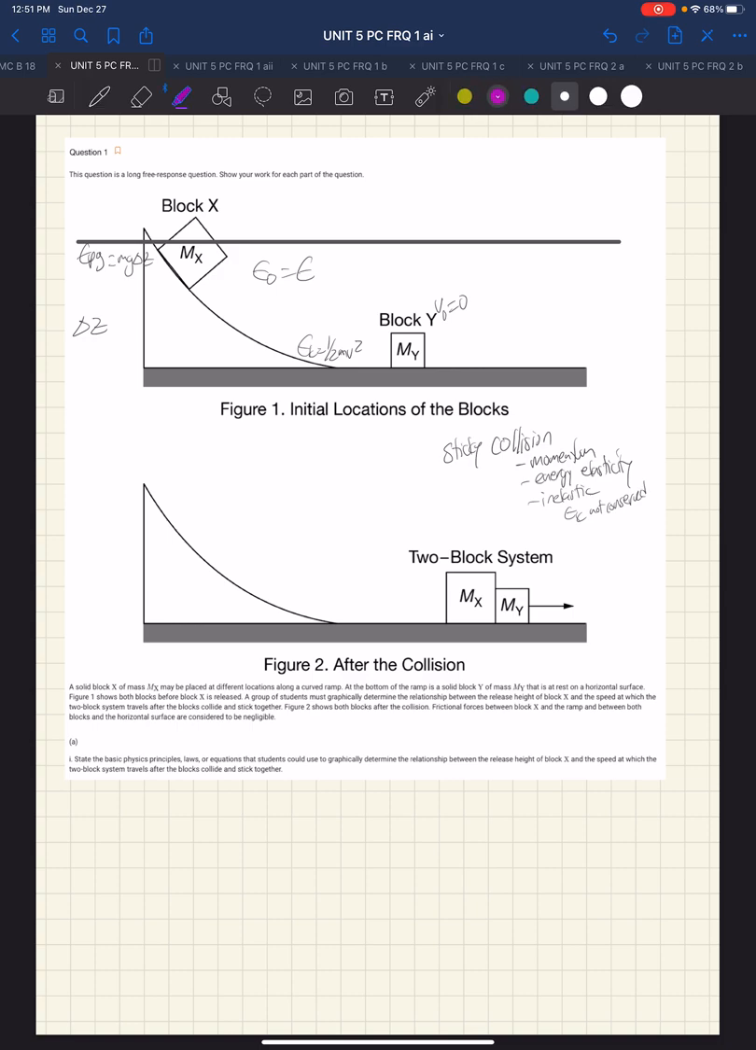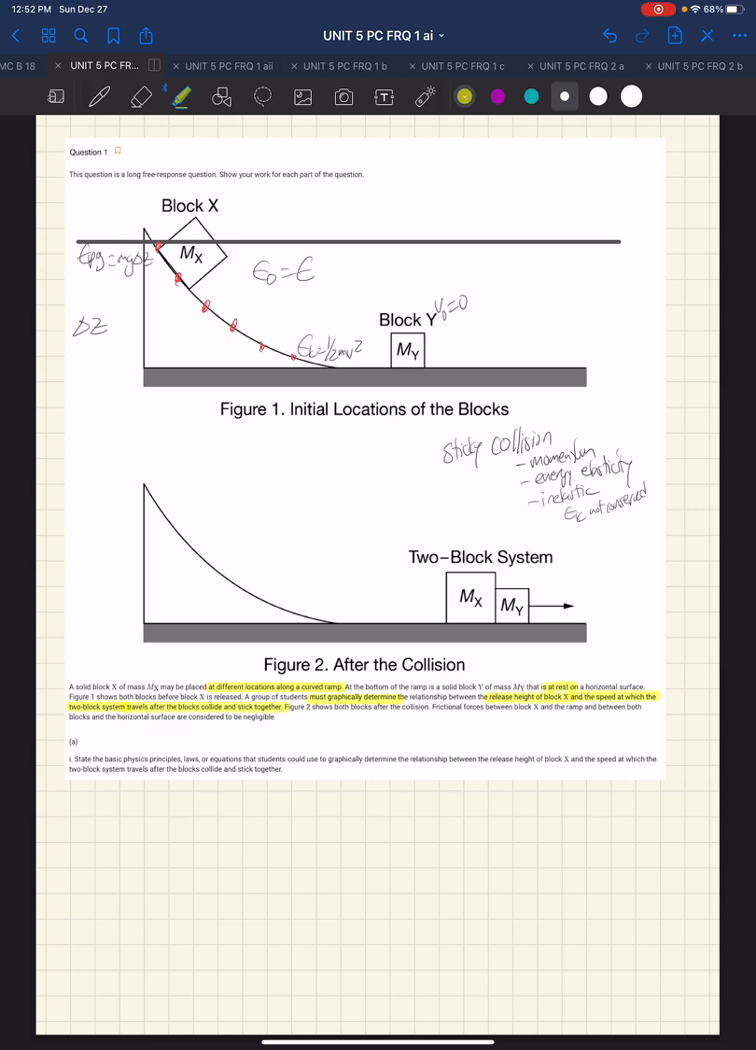And now we'll take a look at the question itself. Solid mass of X may be placed at different locations along the curved ramp. So those might be locations like here and here and here, giving it different potential energies that it could collide. The bottom of the ramp is Y, of mass Y. It is at rest, so we are correct about that. It was at rest on a horizontal surface. Before it's released, they must graphically determine the relationship between the release height and the speed at which the two block system travels after they stick together.